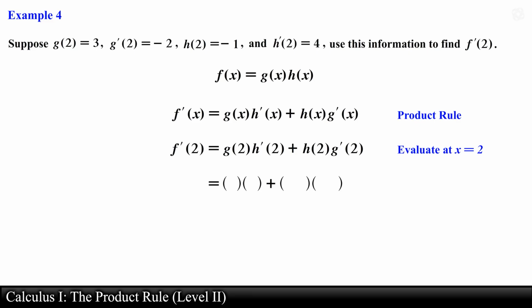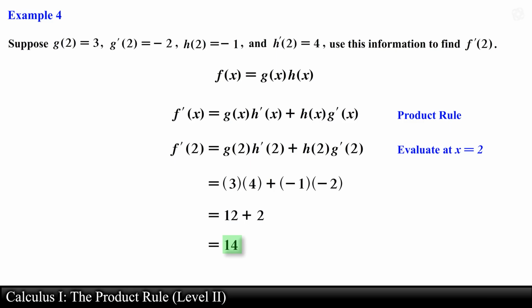The next step is to replace the values of g of 2 and g prime of 2 with 3 and negative 2 respectively, and replace h prime of 2 and h of 2 with 4 and negative 1 respectively. Then, it is just a matter of simplifying the expression. Doing this, we obtain the final answer equal to 14.